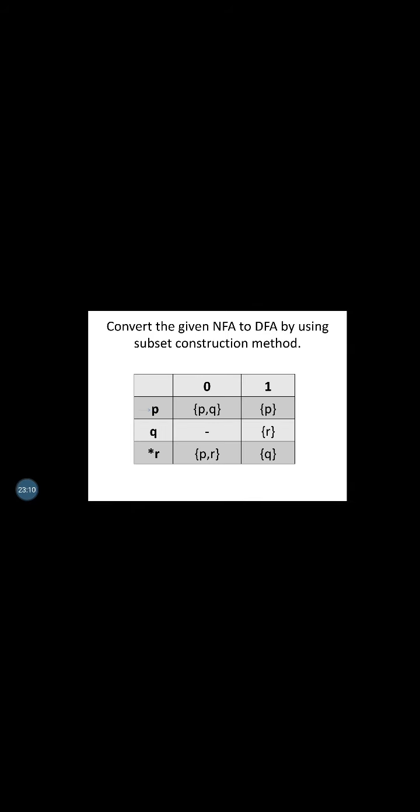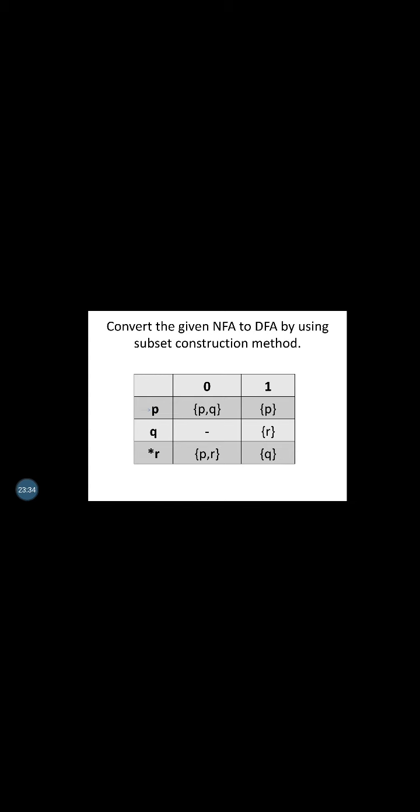Now let us get into the second question. Here, convert the given NFA to DFA with the help of the subset construction method. The transition table is given to you. From the transition table of the NFA, we have to construct the DFA.